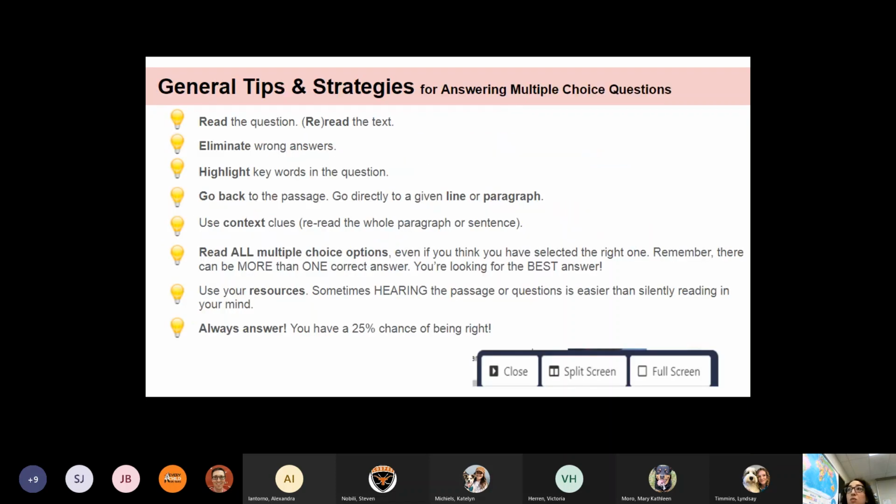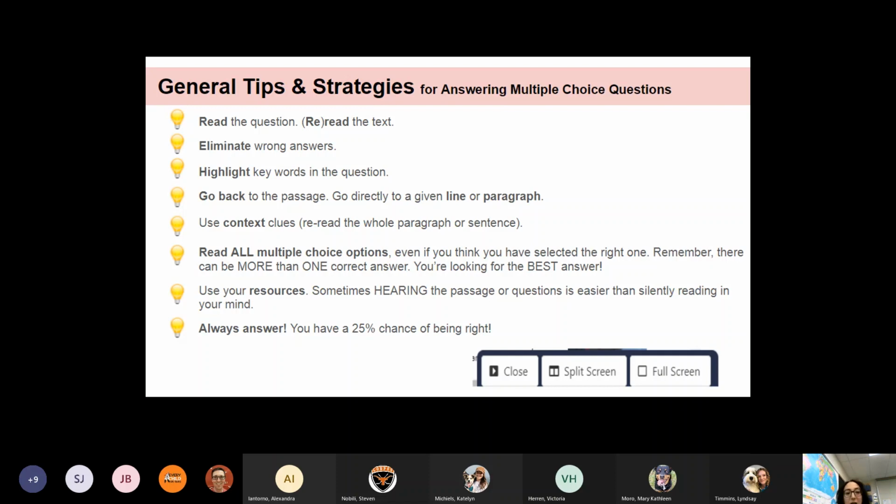In terms of strategies, it's really important for you as a grade 10 student to acknowledge that you already have strategies, whether you realize it or not, that help you answer multiple choice questions. So I've put some common ones up here, and I'd love for you to scan through and just applaud yourself for the ones that you know you're already doing. So are you reading the question and then rereading part of the text? Are you eliminating wrong answers? That's a popular one. Are you highlighting keywords in the question or the story to help you understand and make meaning? Are you going back into the passage and looking for a specific line?